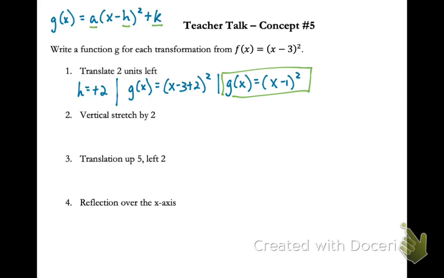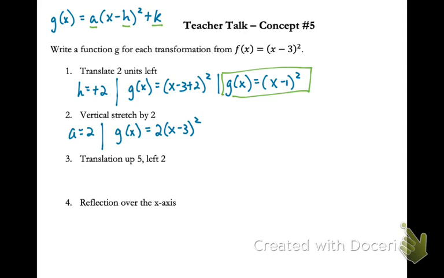Number 2, we're going to go back to that f of x function and create a vertical stretch by 2. So that means we're going to introduce an a value. And so that will be a multiplier just out front of the parentheses. We don't distribute across the parentheses. It just sits out front. So g of x is now a vertical stretch by 2.